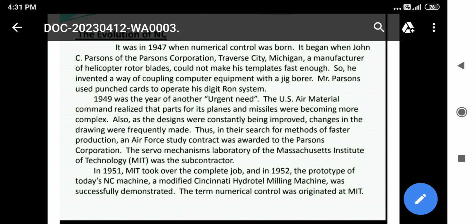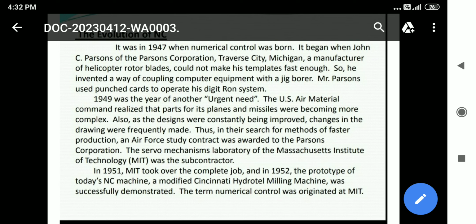In 1949 there was another urgent need. The U.S. Air Material Command realized that parts for its planes and missiles were becoming more complex. Manufacturing the parts of planes and missiles is very difficult and complex, as the designs were constantly being improved and changes in drawings were frequently made.